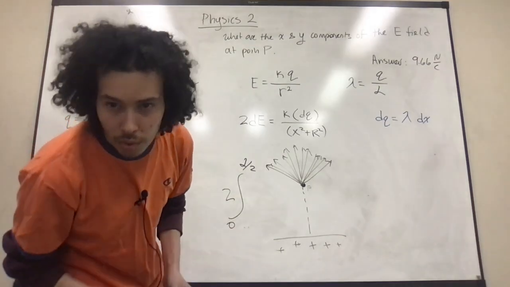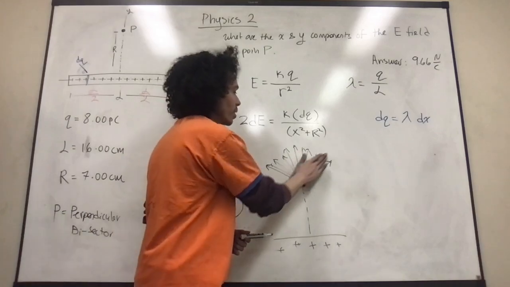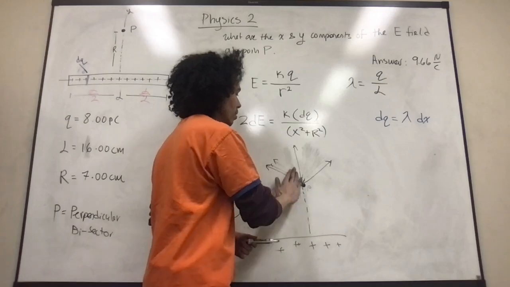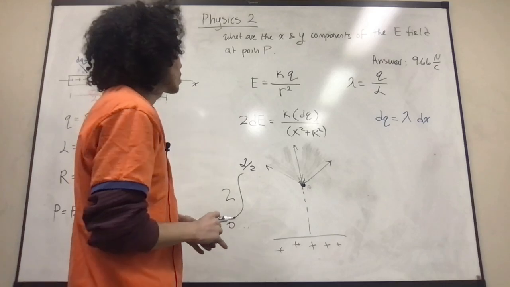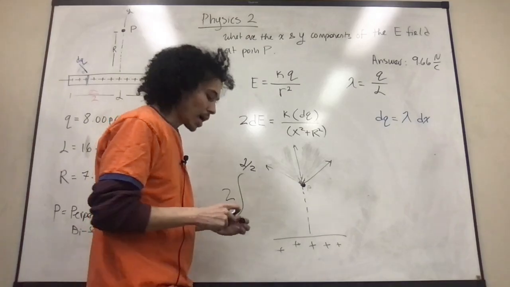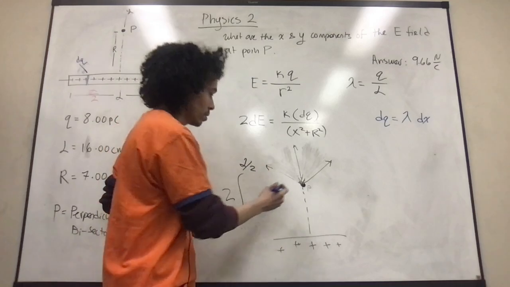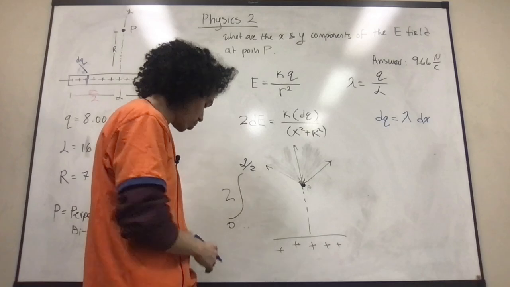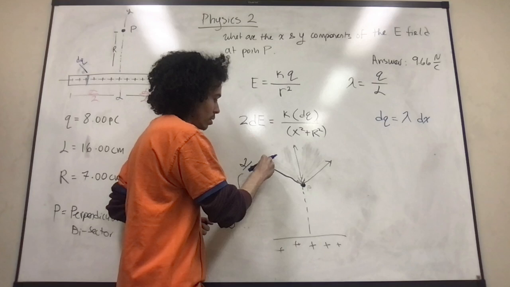Just for the sake of explaining this, I'm going to minimize the amount of vectors. But you know now that there's going to be infinitely many. So the question here asks, what is the x and y component of the E field at point P? The components of a vector are, so if this is one vector, let me draw it very neatly, very bold, so it comes across in the video.